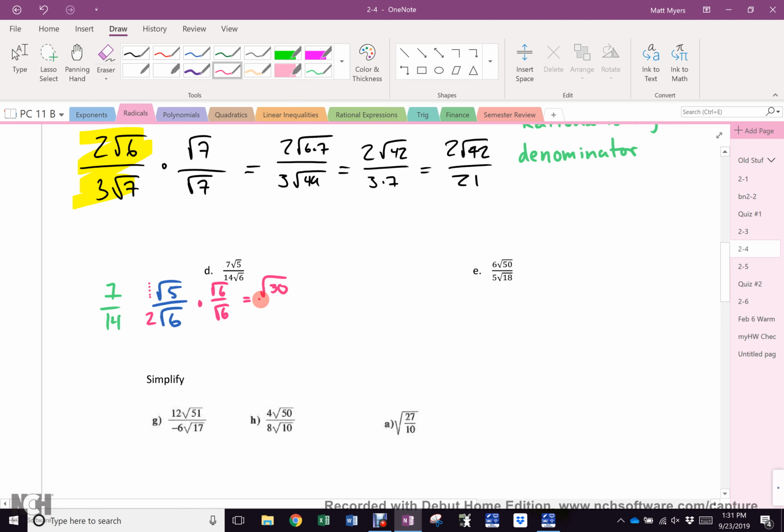Root 30 over 2 root 6 times 6 is what? 36. And I get root 30 over what? 12.